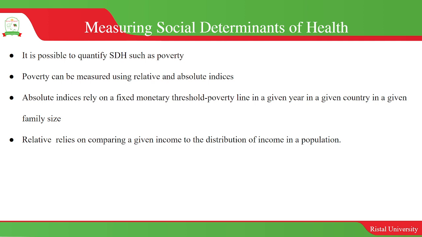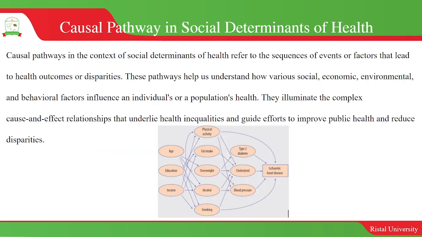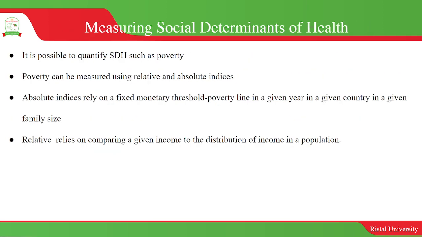Or you can use what you call relative indices. With this, you compare the income levels to the distribution of income in a given population. So you can have someone who is rich in this population but may be poor in another population. So you basically compare the income levels to the distribution in a given population. So measuring social determinants of health is very important, and you can use different indices.